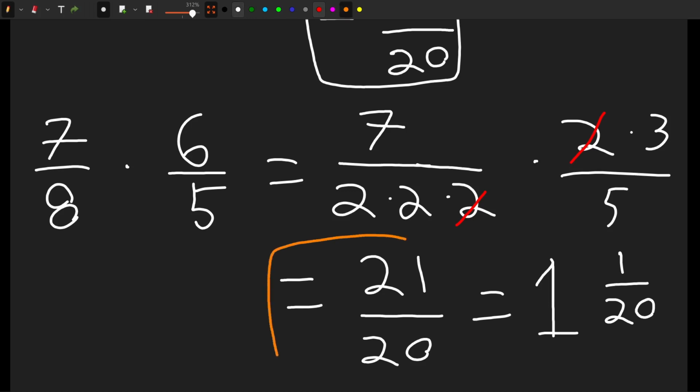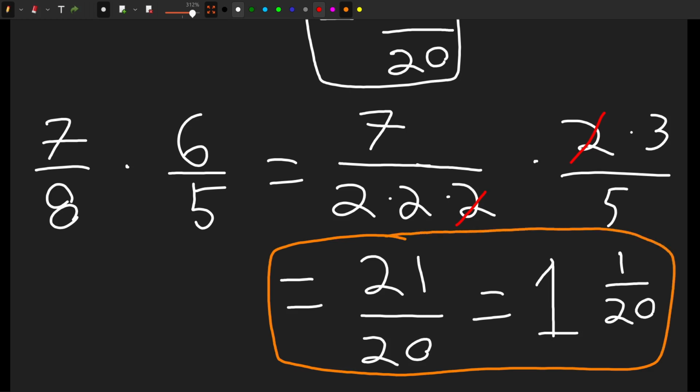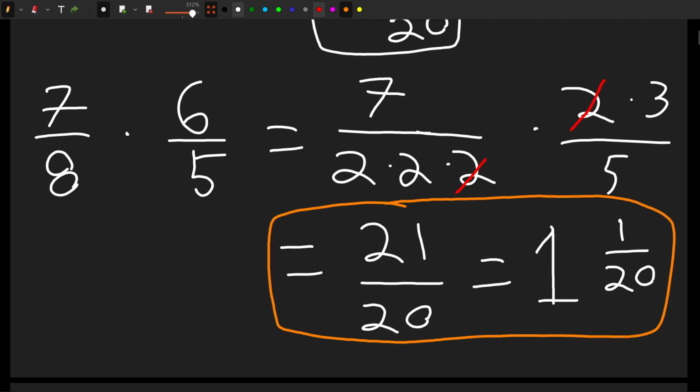It kind of depends on how your class or how your teacher or how your textbook wants the answer to be. Both of them are the same. If they want them in mixed number form, you can write them as 1 and 1/20 or 21 over 20. A good practice to get into is writing both of them at the same time. So 21 over 20 and 1 and 1/20.